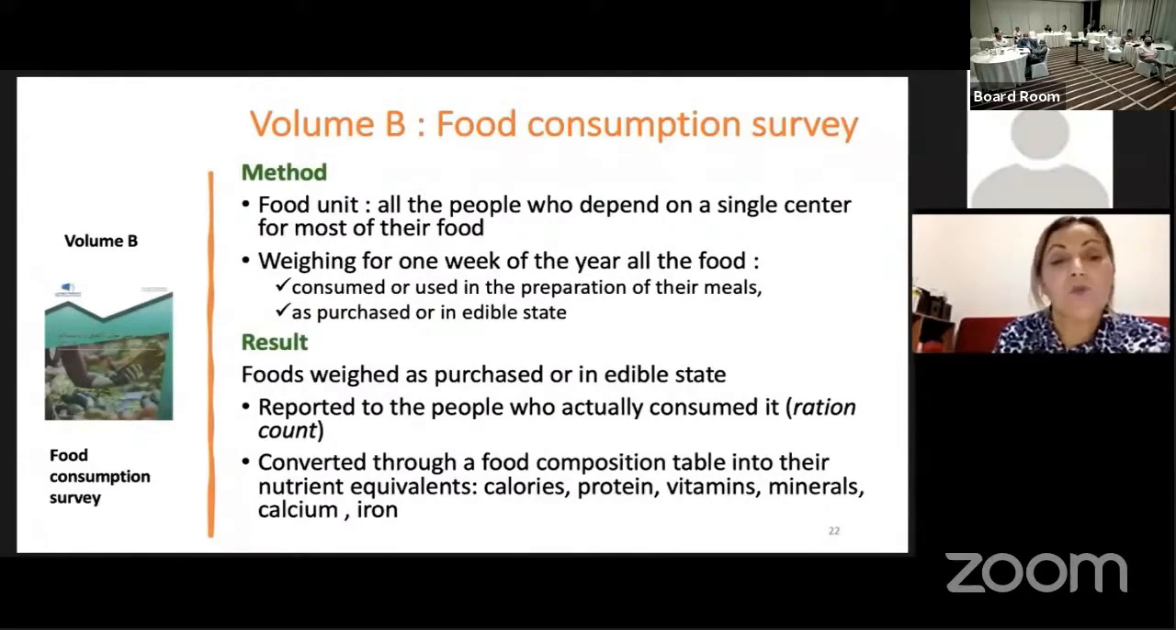At each visit, he weighs the quantities of food intended for direct consumption or which constitute the ingredients in the preparation of meals. The investigator also notes the number of people who attend the meal. He evaluates what is left of each meal and even quantities of dishes that were offered. The amount of food consumed is reported to people who actually consumed it. It's a ration count.